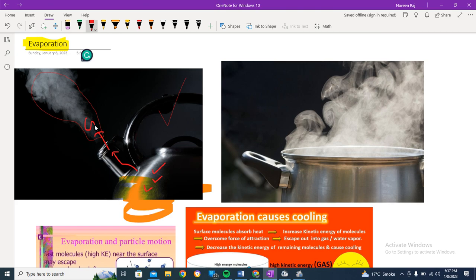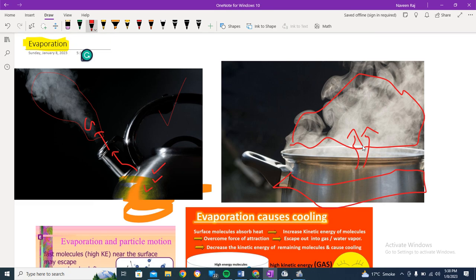This is a slow process. You need to heat for a long time, water or tea, to get it fully evaporated. Okay, so here you have the same example. In this you have some sort of liquid, and it is evaporated in the form of vapors. So of course, this is a cooling effect.